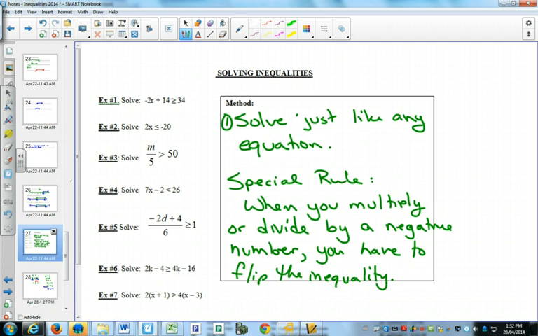Perfect. If we look at the second one, are there any like terms in the second one? 2x and minus 20? Nope, they're already separated. How would you get x by itself in this one? Divide it by 2. Do you have to flip the sign? No. So you just get x is less than or equal to minus 10 as your answer. I gave you more space than I gave myself, right?